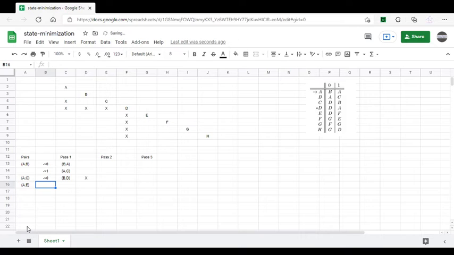AE. I read a 0. Where does that take me? I'm at A, I read a 0, it takes me to B. I'm at E, I read a 0, it takes me to D. So I'm at BD again. I look at BD, BD is marked, so I need to mark AE.